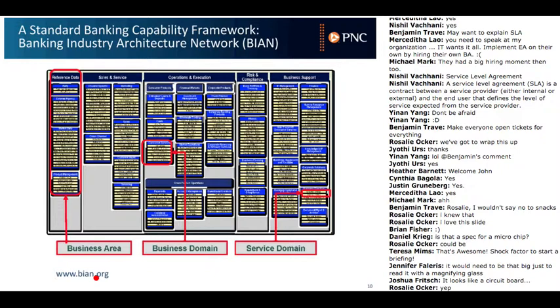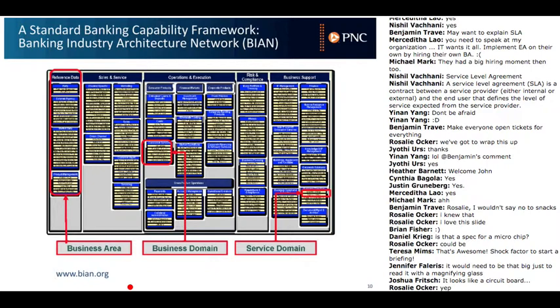So what we actually did at PNC is we adopted an industry-specific capability model. And the one we selected was the Banking Industry Architecture Network Organization's model. Anyone who's interested can go out to bian.org. There's a lot of information that's publicly available, even if your organization is not a member. And we even have banks that will download a lot of the templates and information that's created.